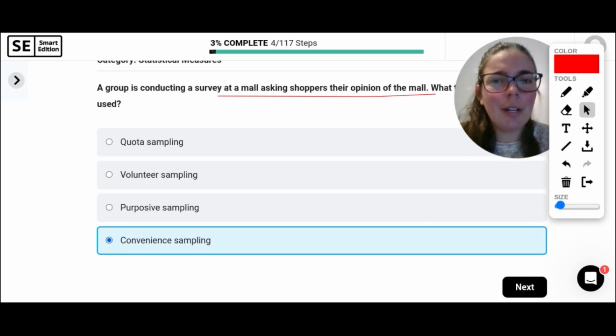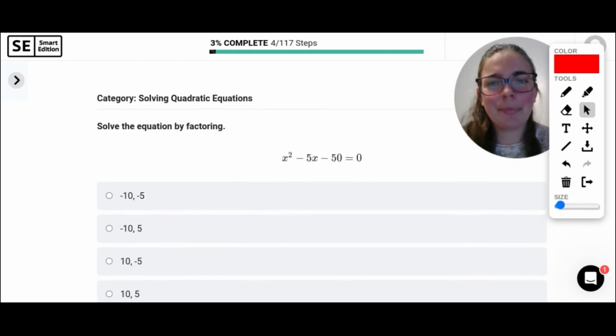So when we are talking about statistical measures and different ways to do surveys and take information, it's important to know a few of these. Convenience sampling is exactly as it sounds. If it's convenient for what you're looking for, then we may be looking at convenience sampling.